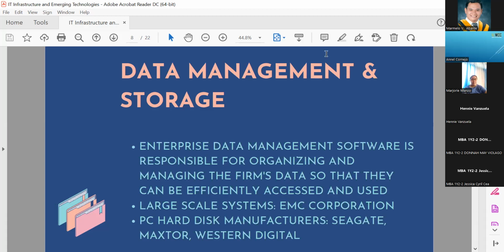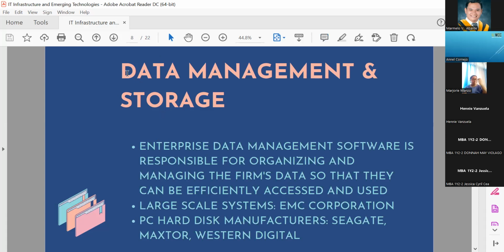Next IT infrastructure component is our data management and storage. Data management and storage includes our enterprise data management software, which is responsible for organizing and managing the firm's data so that they can be efficiently accessed and used.